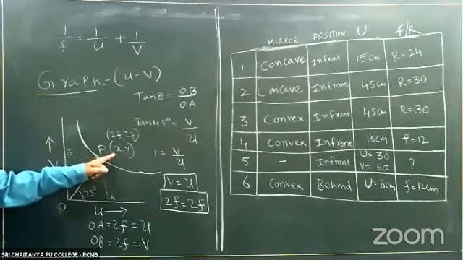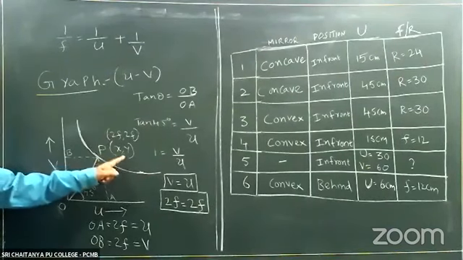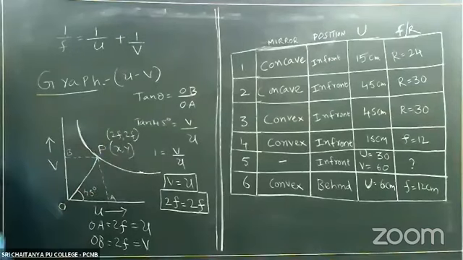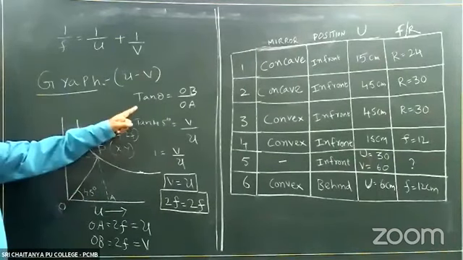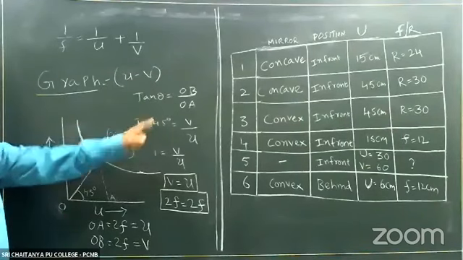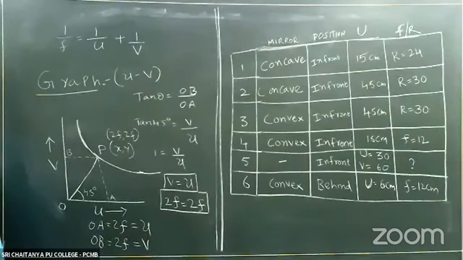X value is equal to 2f. Y value is equal to 2f. How did I get that value? This angle is 45. Write down tan theta. Tan theta is equal to OB by OA, opposite side by adjacent side.